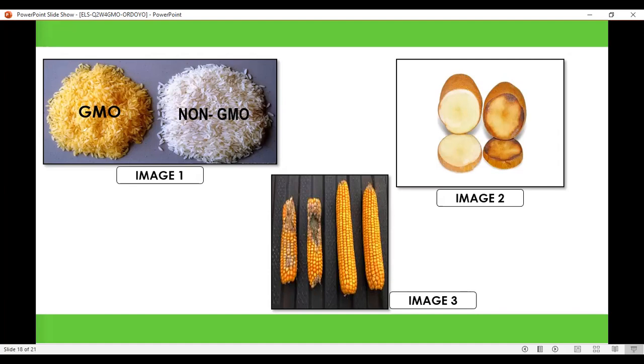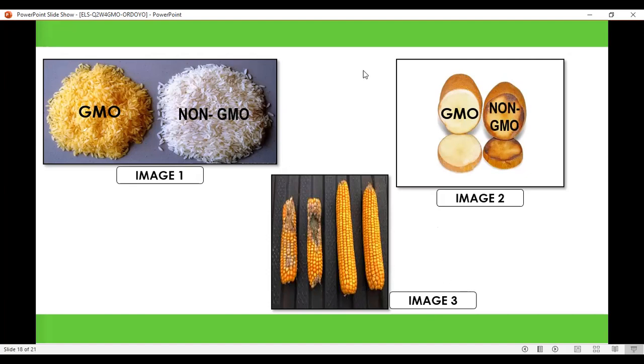So this enzyme gene was silenced. Because the gene responsible for the production of polyphenol oxidase enzymes was silenced, the potato on the left side does not brown compared to the one on the right side. So this is GMO and non-GMO.